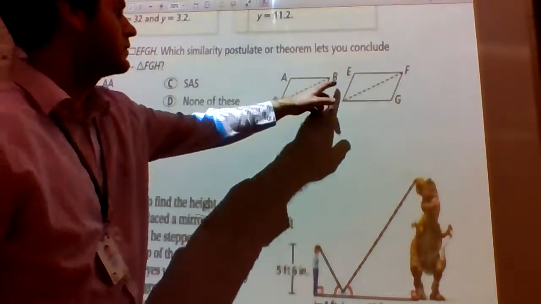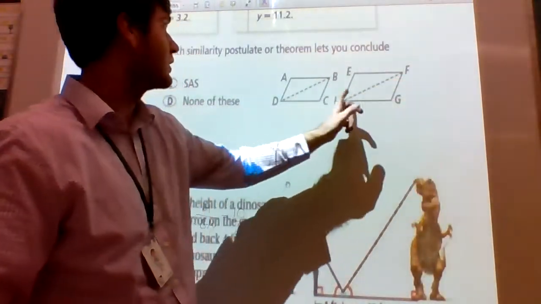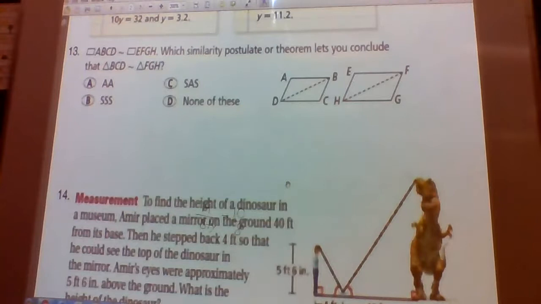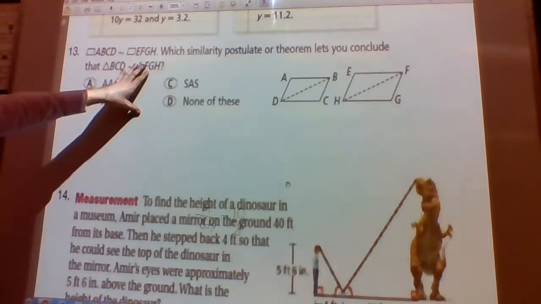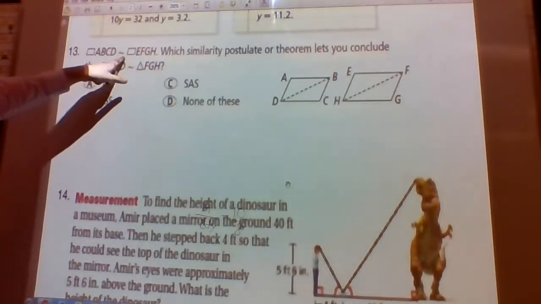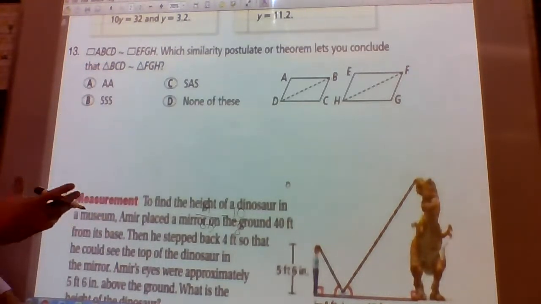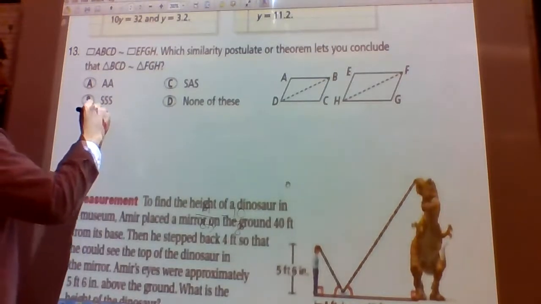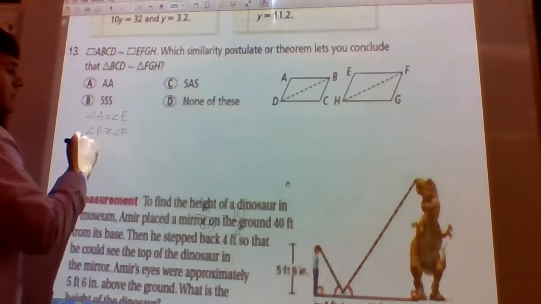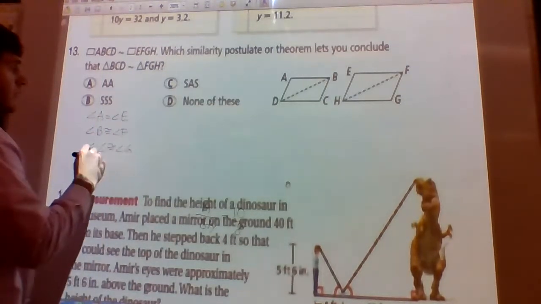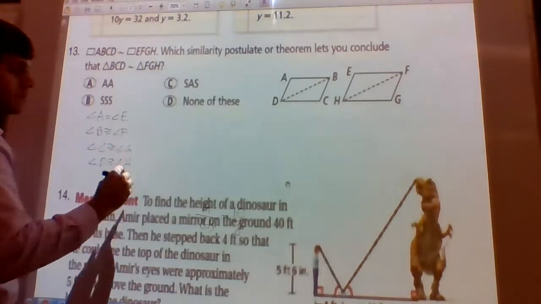Parallelogram ABCD is similar to EFGH. Which similarity postulate or theorem lets you conclude that triangle BCD is similar to triangle FHE? Well, if we have similar parallelograms, similar quadrilaterals, we can know that the angles are congruent. So angle A is congruent to angle E. Angle B is congruent to angle F. Angle C is congruent to angle G. And angle D is congruent to angle H.